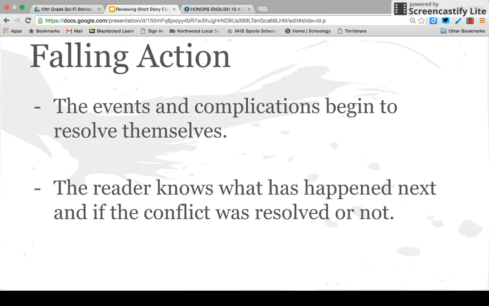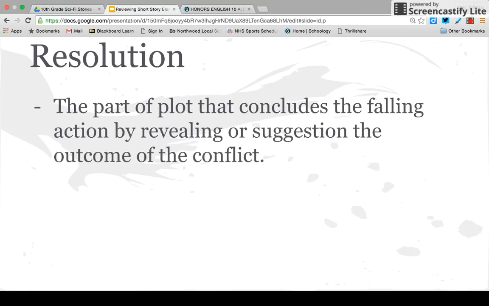Then we have the falling action. The events and complications begin to resolve themselves in the falling action. The reader knows what has happened next and if the conflict was resolved or not. And then finally, we have the resolution. This is the part of a plot that concludes the falling action by revealing or suggesting the outcome of the conflict. This is where we usually tie up the ending in a nice little bow and end our story.